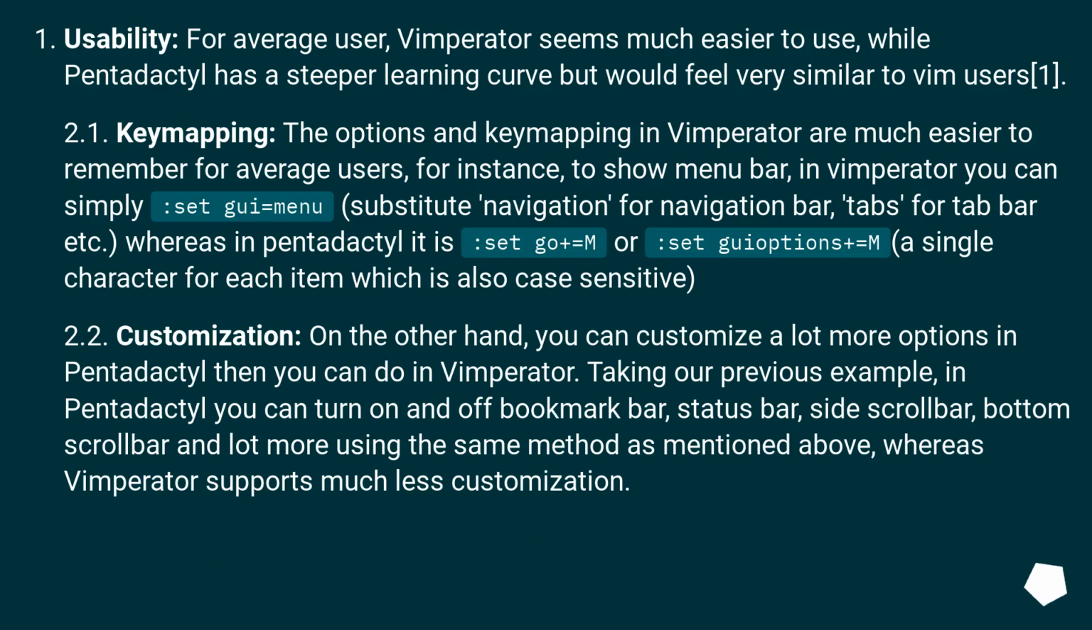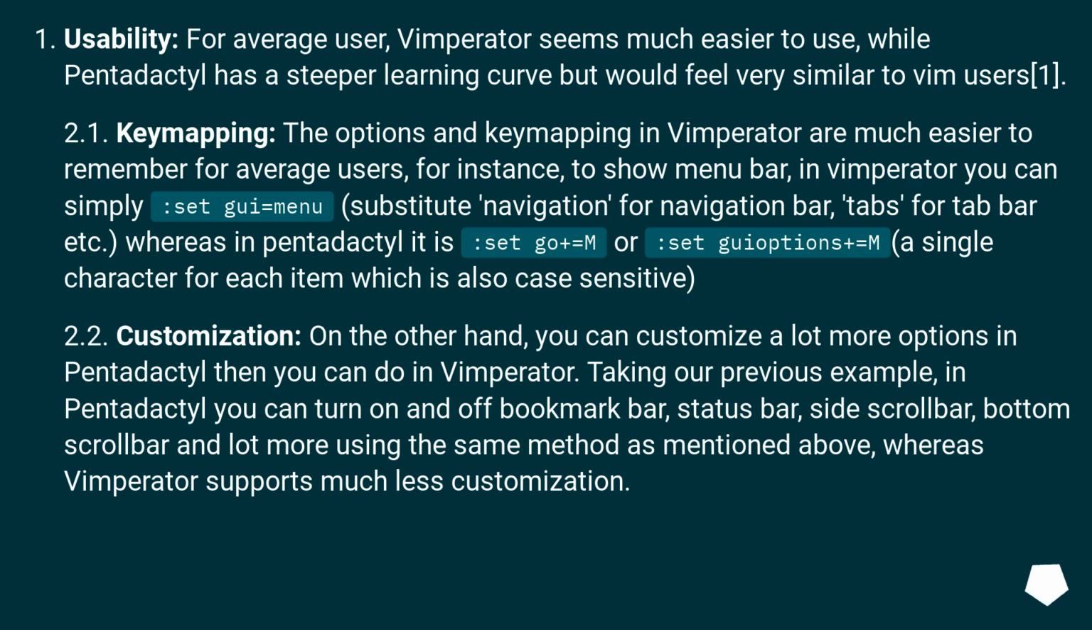Usability. For the average user, Vimperator seems much easier to use, while Pentadactyl has a steeper learning curve but would feel very similar to Vim users. 1. Key mapping. The options in key mapping in Vimperator are much easier to remember for average users. For instance, to show the menu bar, in Vimperator you can simply :set gui=menu, substituting navigation for navigation bar, tabs for tab bar, etc. Whereas in Pentadactyl it is :set go+=M, or :set guioptions+=M, a single character for each item, which is also case sensitive.